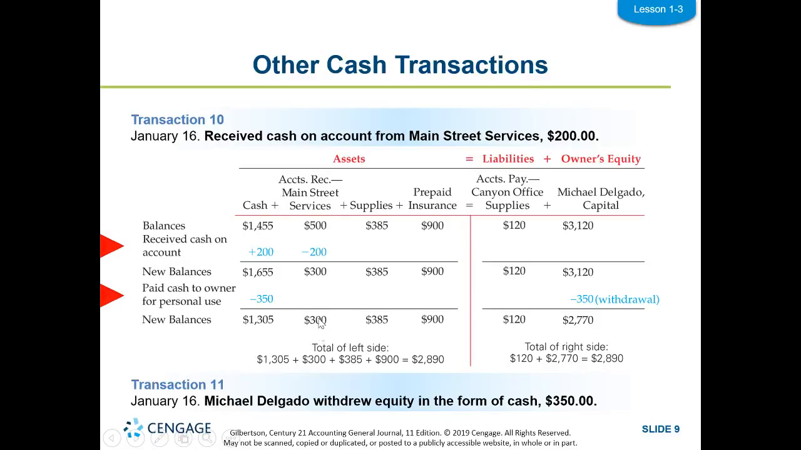Accounts receivable, Main Street Services is $300. Supplies is $385. Prepaid insurance is $900. Our accounts payable is still $120. And our capital is now down to $2,770. But again, if we add them on the left, we get $2,890. We add them on the right, we get $2,890. So our equation is still in balance.